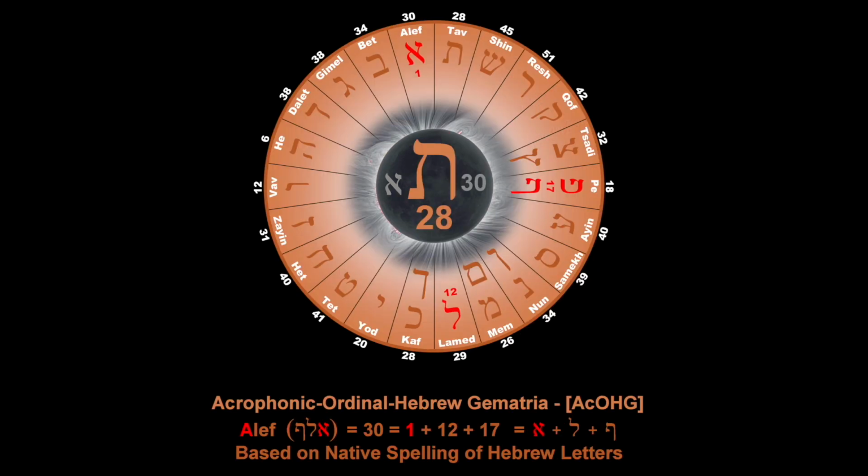The next Gematria system is acrophonic ordinal Hebrew Gematria. Using this Gematria system, the numbers that are generated come from the spelling of each Hebrew letter. For example, the letter Aleph is spelt with a Aleph, a Lamed, and a Pei. Pei also has a F sound. So Aleph has a value of 1, Lamed has a value of 12, and Pei has a value of 17, because we are using ordinal Hebrew Gematria values. The total for 1, 12, and 17 is 30. This means that the letter Aleph has a value of 30.